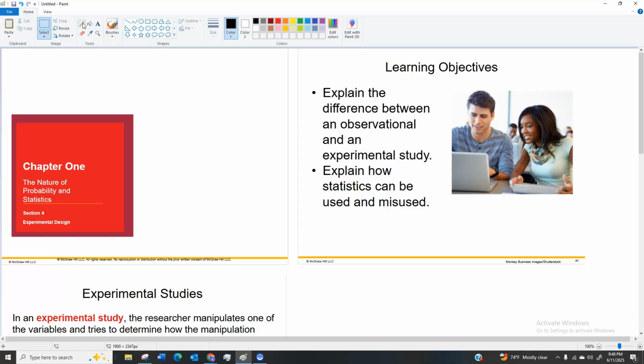Okay, so now let's get into section 1.4. And our learning objectives here are to explain or learn the difference between observational and experimental studies, and to explain how statistics can be used and misused.